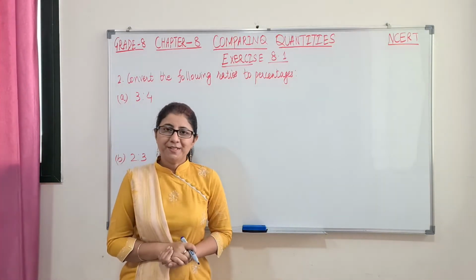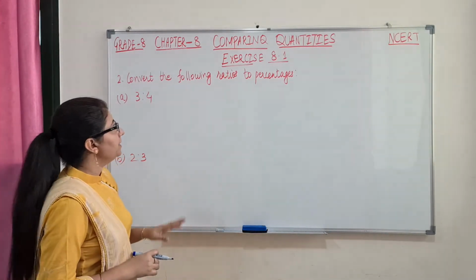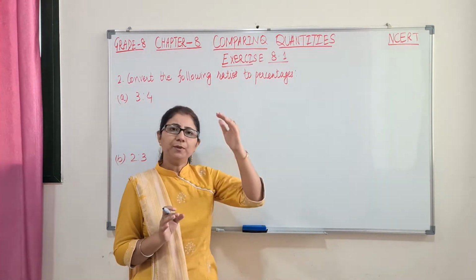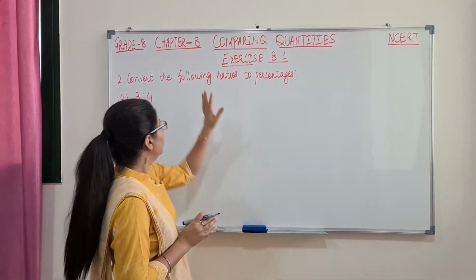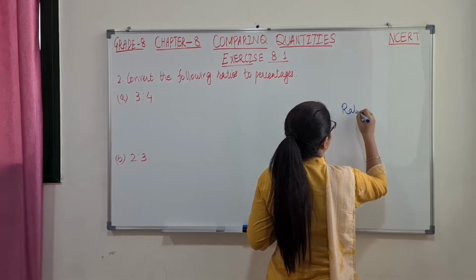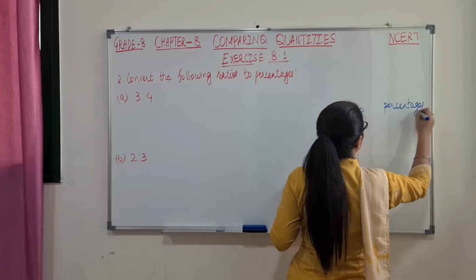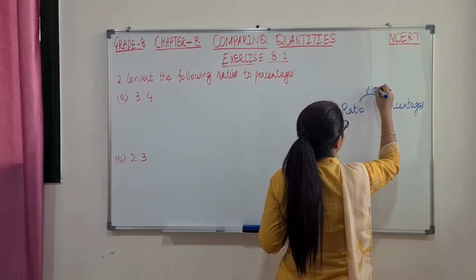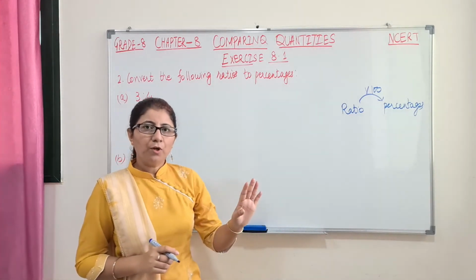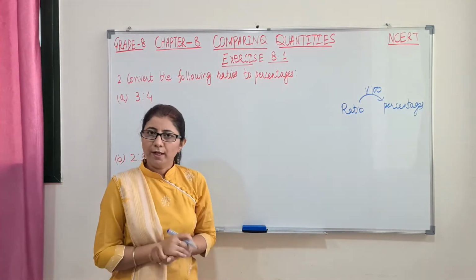So let's see question number 2 of the exercise, that is convert the following ratios to percentages. In our previous question we were given two quantities and we found their ratios. Ratios means simply divide them. Now how to calculate ratio to percentage? Whenever you are calculating ratio to percentages, what you will do is multiply with 100. As I already told you, percentage is always from 100. Once you get the ratio, multiply that fraction with 100 and you will get the required percentage.